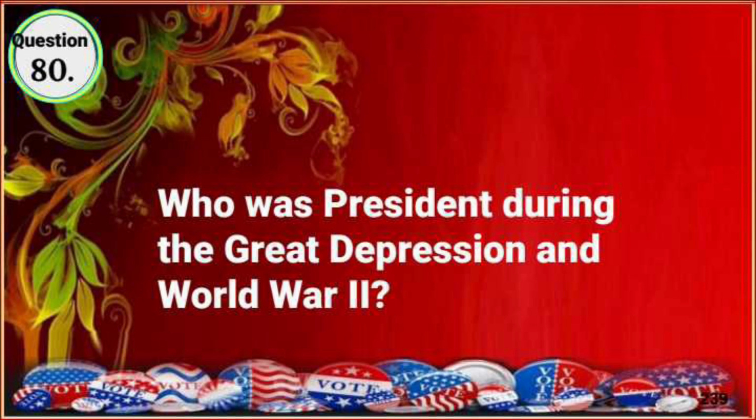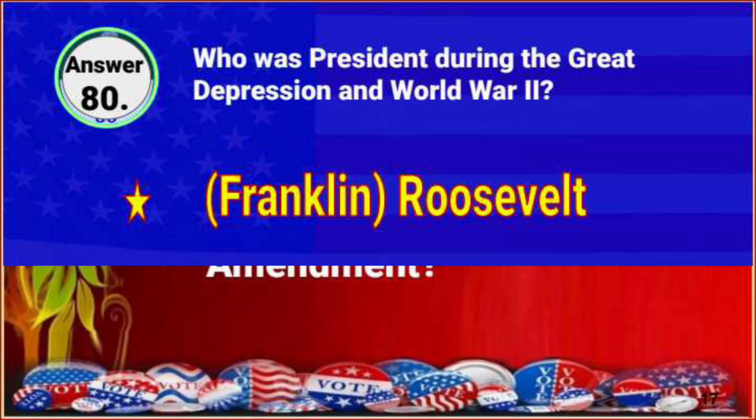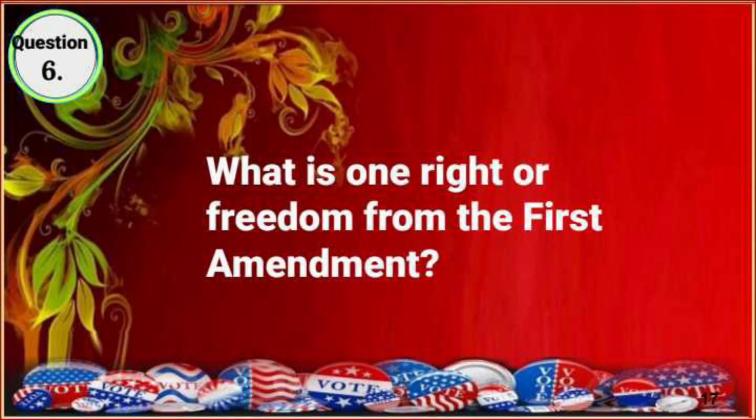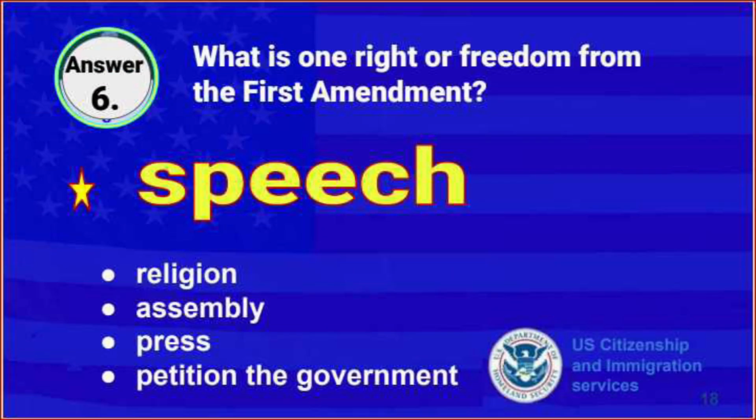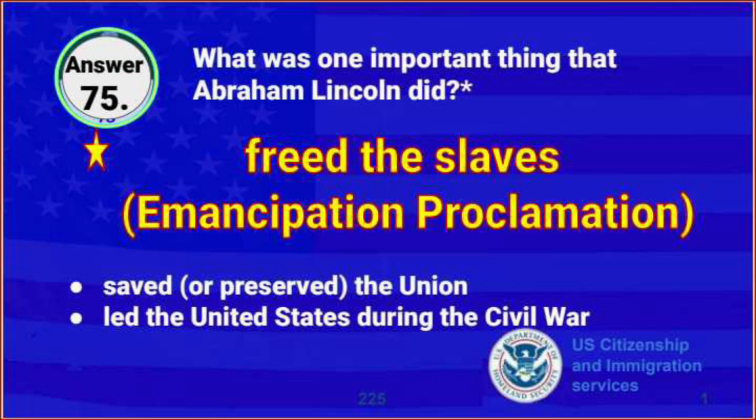Who was president during the Great Depression and World War II? Franklin Roosevelt. What is one right or freedom from the First Amendment? Speech. What is one important thing that Abraham Lincoln did? Freed the slaves.